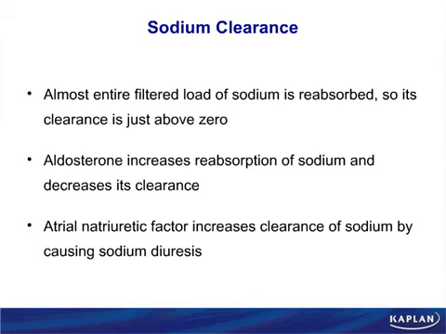So ANP is secreted in high volume states, and that leads to diuresis and natriuresis to get the volume back down to normal. Aldosterone is the opposite. Aldosterone is secreted in a low volume state, and that leads to an increase in reabsorption of sodium in the collecting ducts to preserve volume.